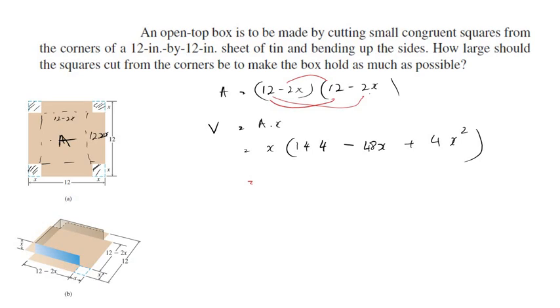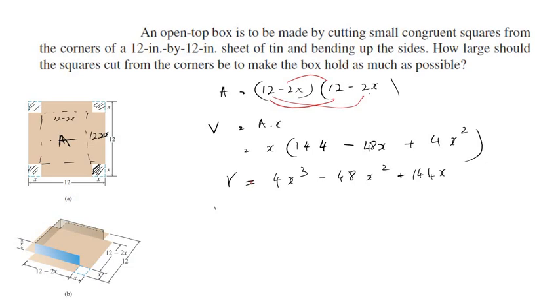So the volume would be equal to, we multiply all this by x, so we get 4x cubed minus 48x squared plus 144x. So this is the volume of the box. If you cut off a small section of x and fold it up, you get a volume, and the volume will depend on x. So x is the variable of the volume.